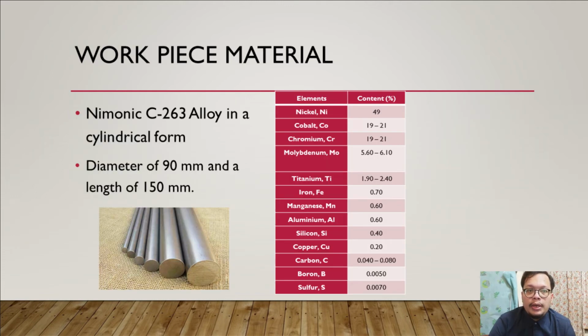The workpiece material that was used in this experiment is mnemonic C263 alloy in a cylindrical form. The diameter of the alloy is 90 mm and the length is 150 mm. The table shows the elements and content that are in the mnemonic C263 alloy.